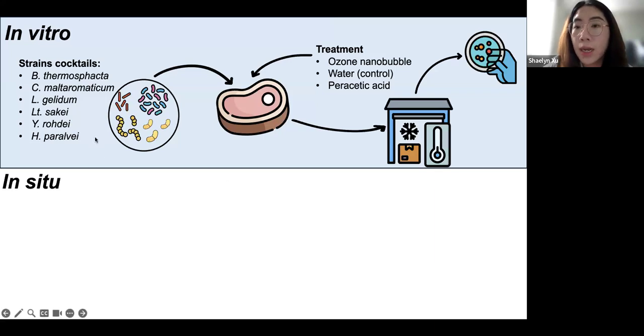We collected some meat samples, sterilized them, and inoculated our spoilage cocktails into the meat samples. After that, the inoculated meat samples were treated with either ozone nanobubbles, with water as control, or with peroxyacetic acid. After the treatment, the meat samples were stored in a 1-degree refrigerator, and we collected the samples at different weekly intervals and compared the microbiota in the stored meat samples.